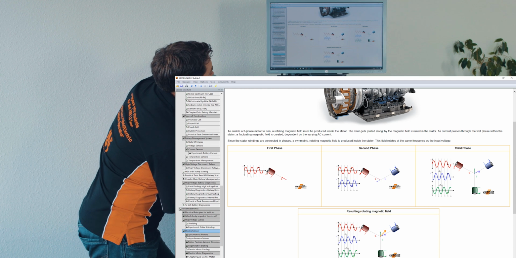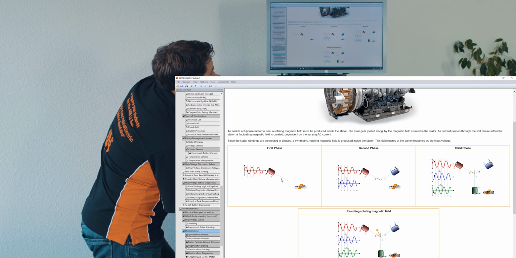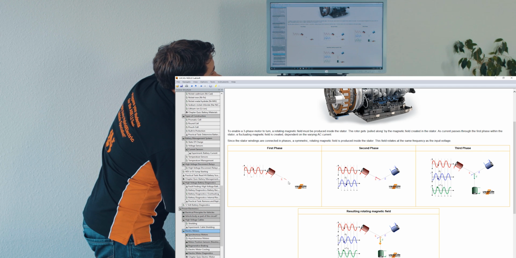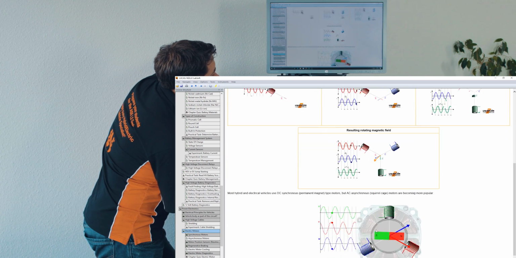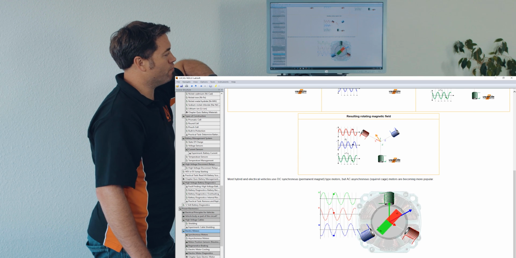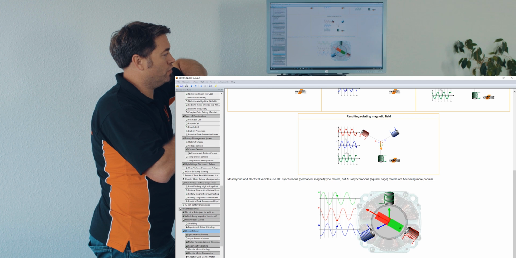So you see here, one phase: when we change direction of current, so AC, we can see the magnetic field being either drawn towards the coil or pushed away. By blending those three together, we can then see this rotating magnetic field. Once combined with the rotor, we can then create this field to turn around and turn the rotor.